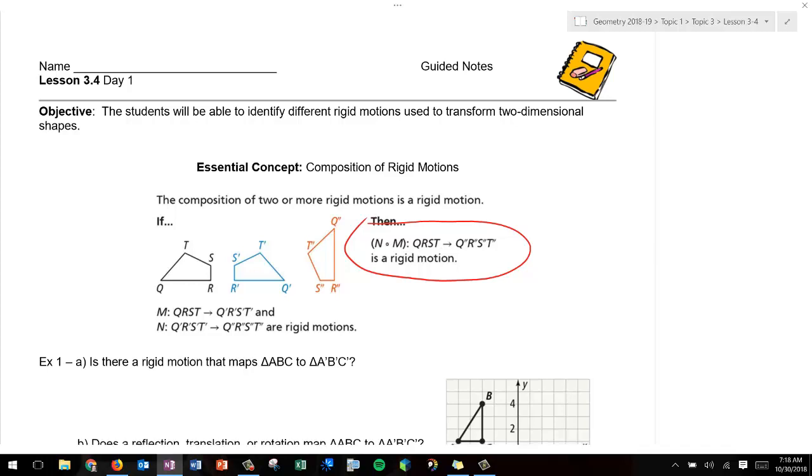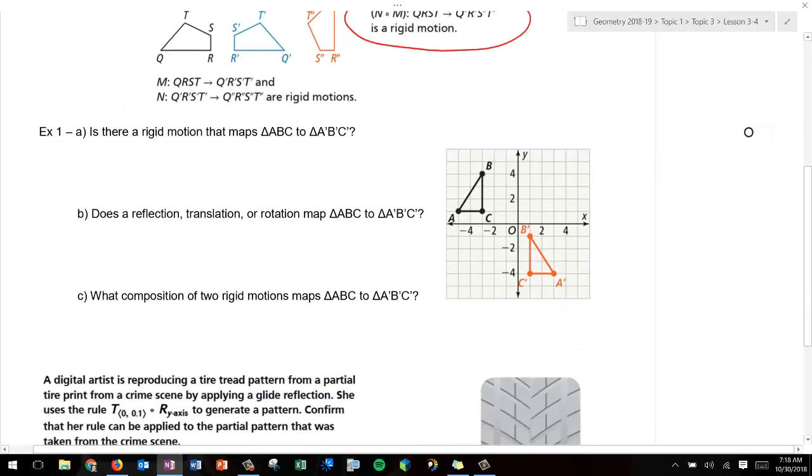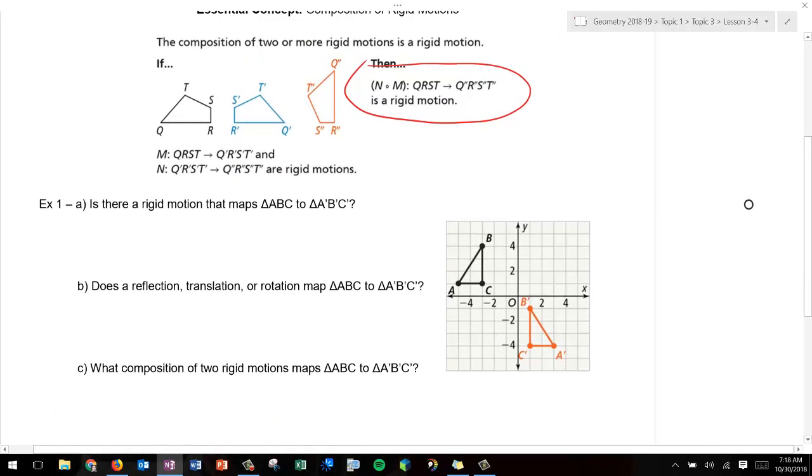I want to dig right into an example. We're going to look at this graph and try to determine if there is a rigid motion or a composition of rigid motions that maps our original pre-image in black to our image in red. What I do to determine whether or not a rigid motion gets it there is look at the side lengths. In this triangle, AC has a length of 2 units, and A prime C prime has a length of 2 units.